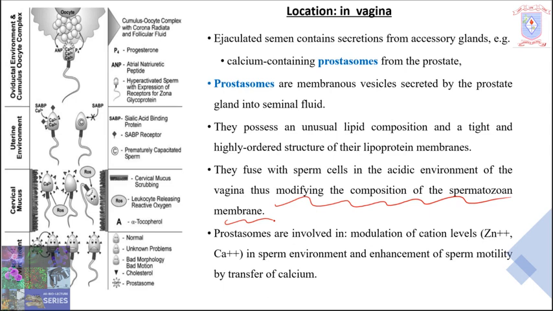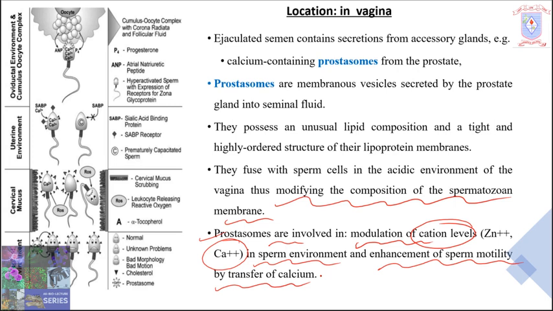How do these prostasomes modify the composition? That is the next point. Prostasomes are involved in modulation of cation levels, that is zinc 2 plus and calcium 2 plus, in the sperm environment, and enhancement of sperm motility by transferring calcium into the sperm cell.